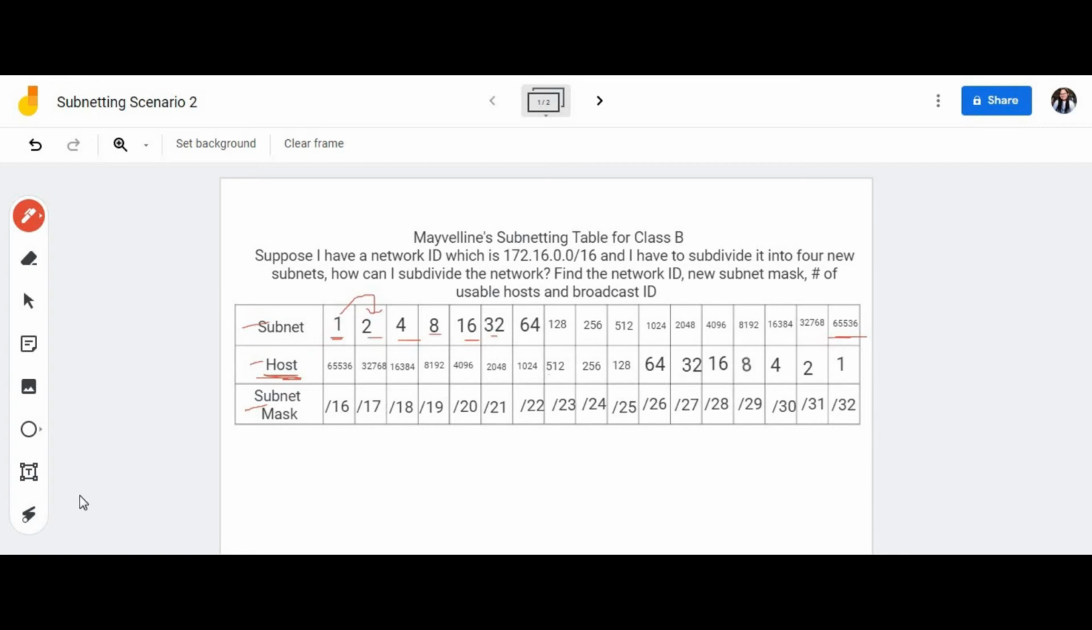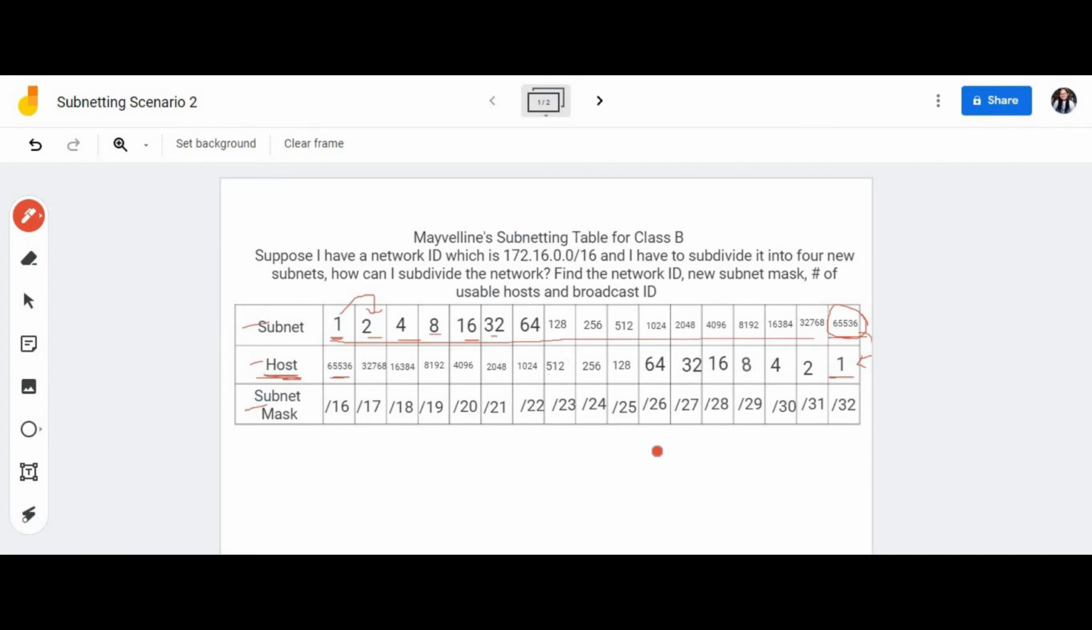Now, for our host column, basically, we have to reverse the first column and just place it here, or put the last one here in 1 subnet, and then we will divide it by 2. So if you find it harder to divide every time, you just basically copy the reverse of the first column. So we have the 65,536 here until we get to 1. In the subnet of 65,536, we have 1 host.